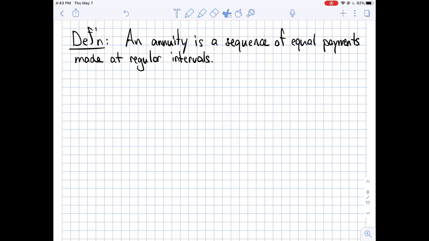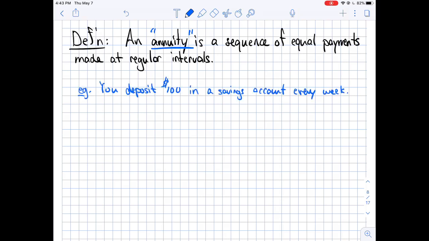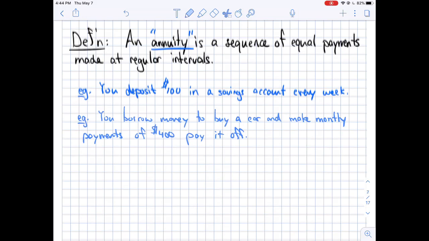So here we have the definition, looking at an annuity. An annuity is a sequence of equal payments that are made at regular intervals. Examples of this you do see very often. The most simple example we're looking at here is a deposit of $100 into a savings account made every week. If you're trying to save up for something and you deposit $100 every week, that would be an example of an annuity.